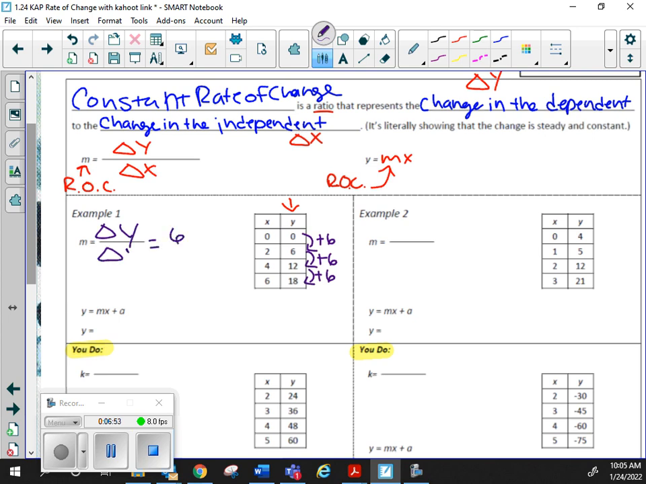Now we need to find the change in X. What is changing each time in our X? Plus 2, plus 2, plus 2. That's happening every single time. Y'all good with that? Okay, what is 6 over 2 simplified down to? Just 3. So my rate of change is 3. My rate of change is equal to 3. And that's going to go in place of the M. So I can write the equation 3x.